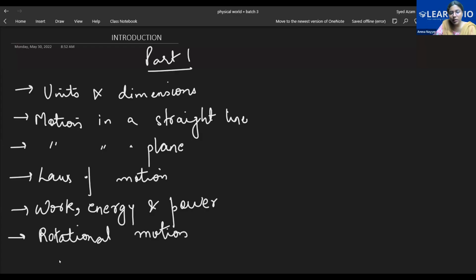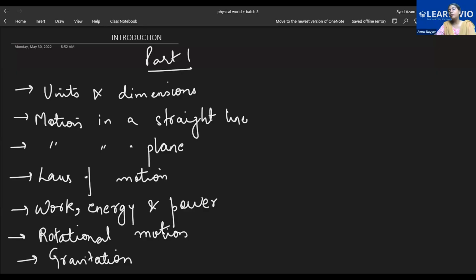And then you have the chapter gravitation. See, gravitation is related to the planetary motion. You will be able to calculate the forces between any objects in space, on Earth, on the surface of Earth, and what all changes happen when you move from the surface of Earth. These are dealt with in the gravitation chapter.